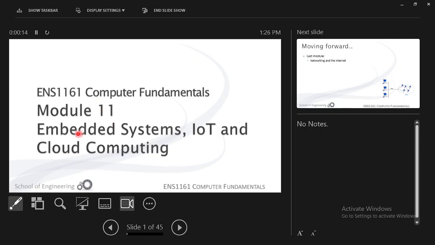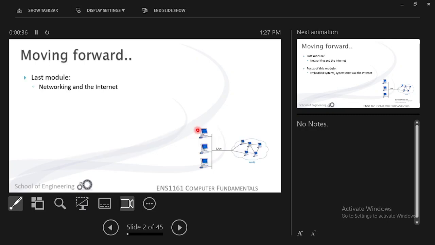Embedded systems, IoT, and cloud computing. So three different topics. Basically, these are major topics that you need to learn in three separate streams. But under these fundamentals, we are giving a very high level overview of these three topics. Last week we focused on networking and the internet, how the internet works and how different networking components are connected together to communicate with each other.